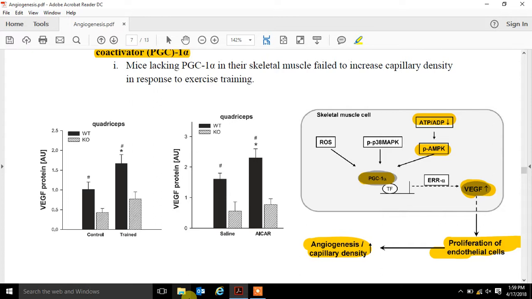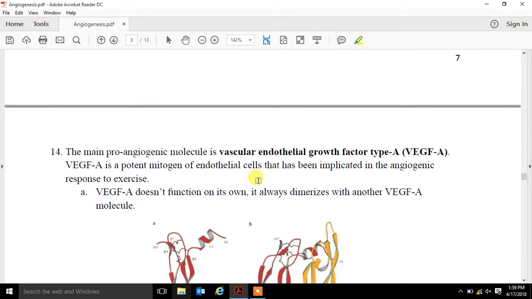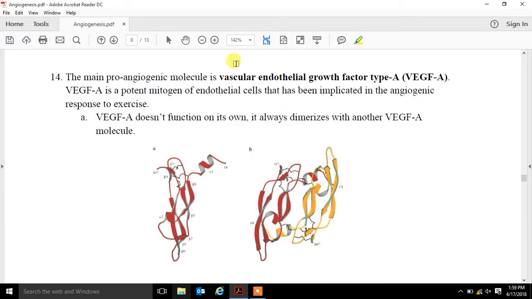So there are really several things that could come into play in response to exercise that drive this increase in vascular endothelial growth factor. Damaged cells themselves, the reason I'm not talking about the damage side is that when you damage cells, they're going to increase VEGF as well. That's pretty well established. So let's talk about this VEGF. The main proangiogenic molecule is vascular endothelial growth factor type A.